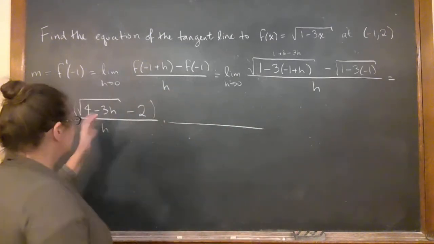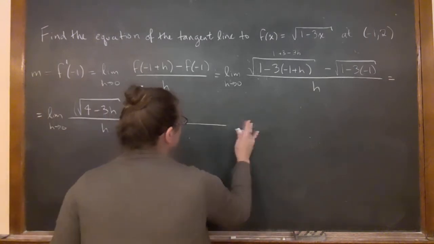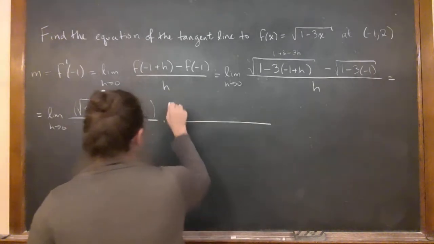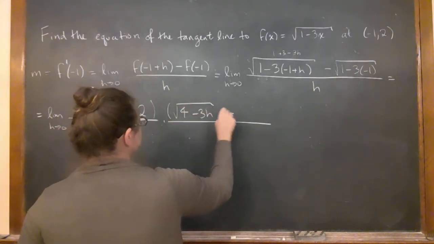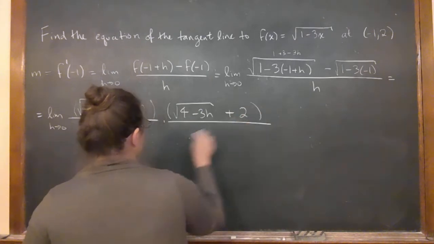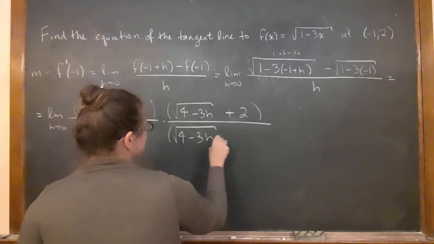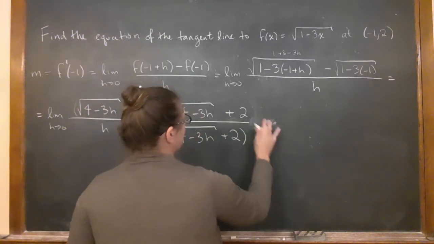Because it's got that square root, there's nothing you can really do except multiply by the conjugate radical on the top and the bottom. See if I can fit it in here.